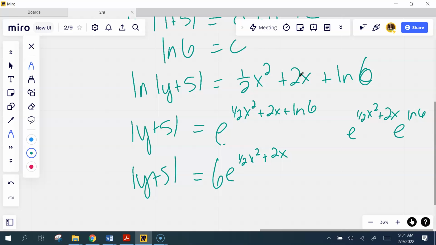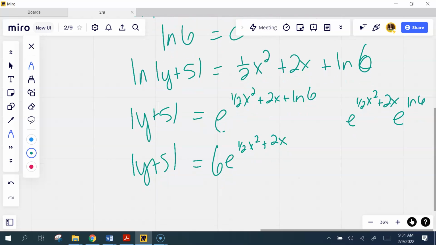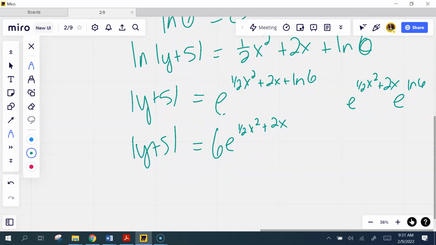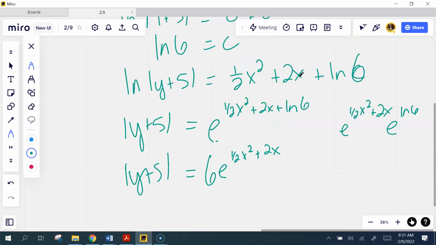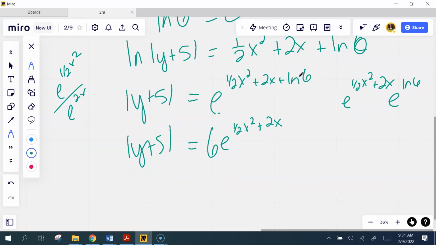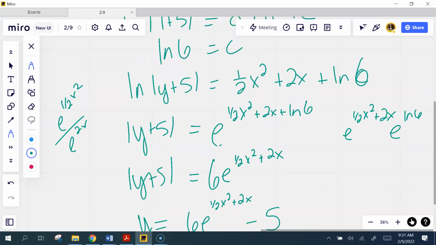Yes, division. So if this was subtraction here, it would be e to the 1 half x squared over e to the 2x. And then I'm going to keep this positive because this needs to stay positive because that does associate with a natural log earlier in the problem. So I'm going to have this 6e to the 1 half x squared plus 2x, and I'm going to just move that 5 over.